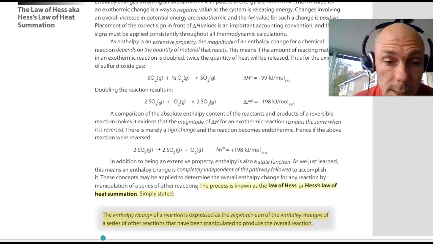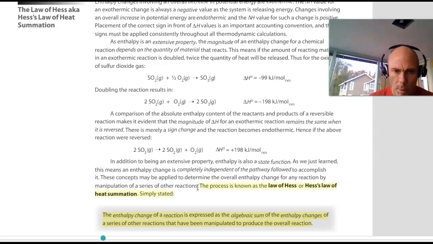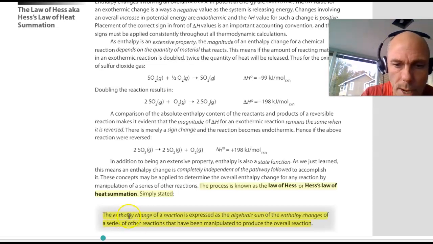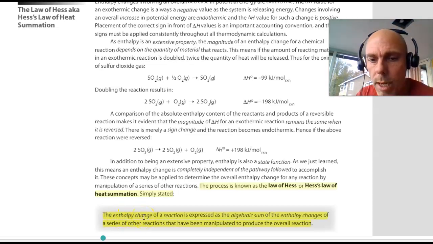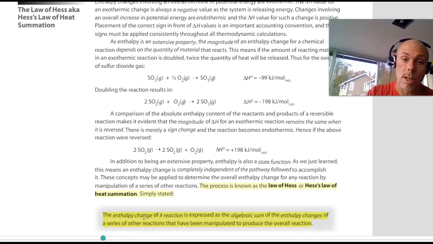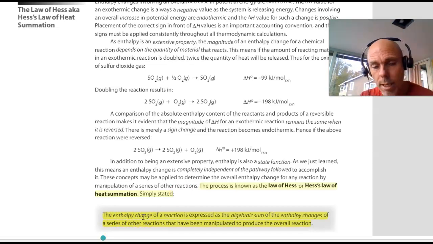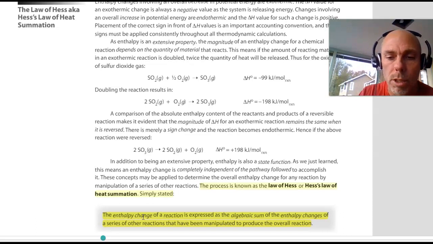And what that law says, which won't make sense yet, it will in a moment, is that the enthalpy change of a reaction is expressed as the algebraic sum of the enthalpy changes of a series of other reactions that have been manipulated to produce the overall reaction. That was a mouthful. You'll never be asked to state what Hess's law is, rather just how to use it. And so that's what I'd like to show you now, is how to use Hess's law.